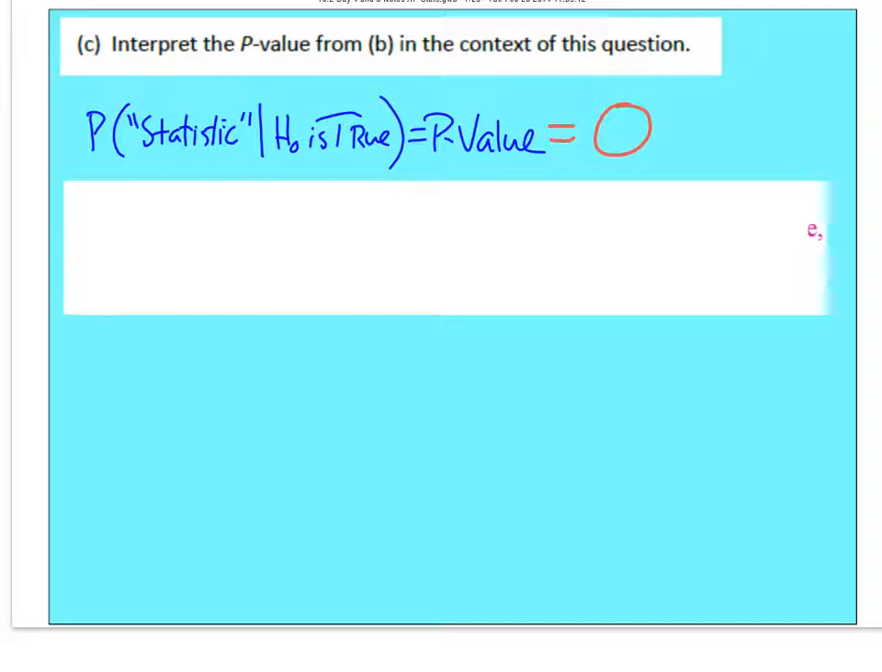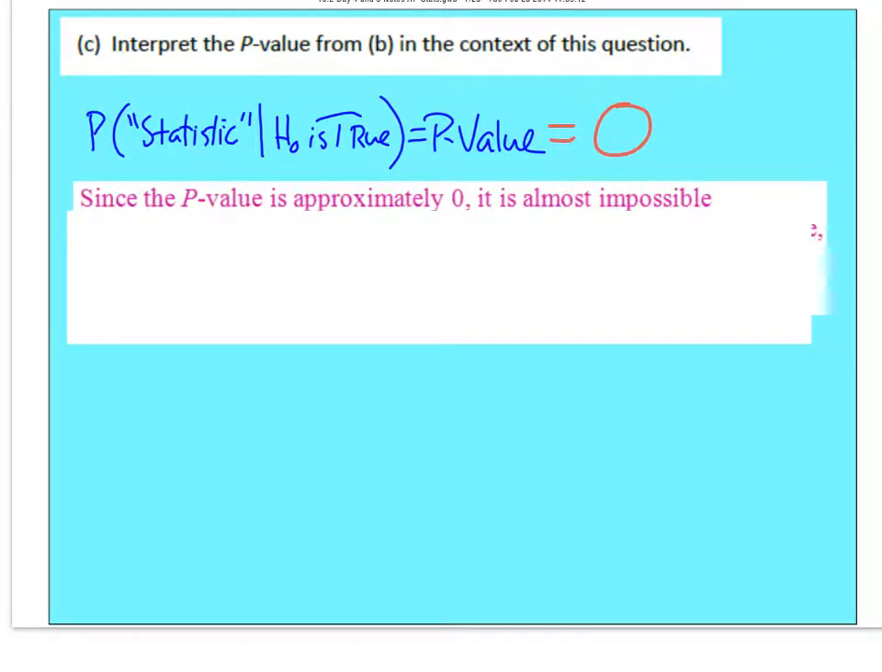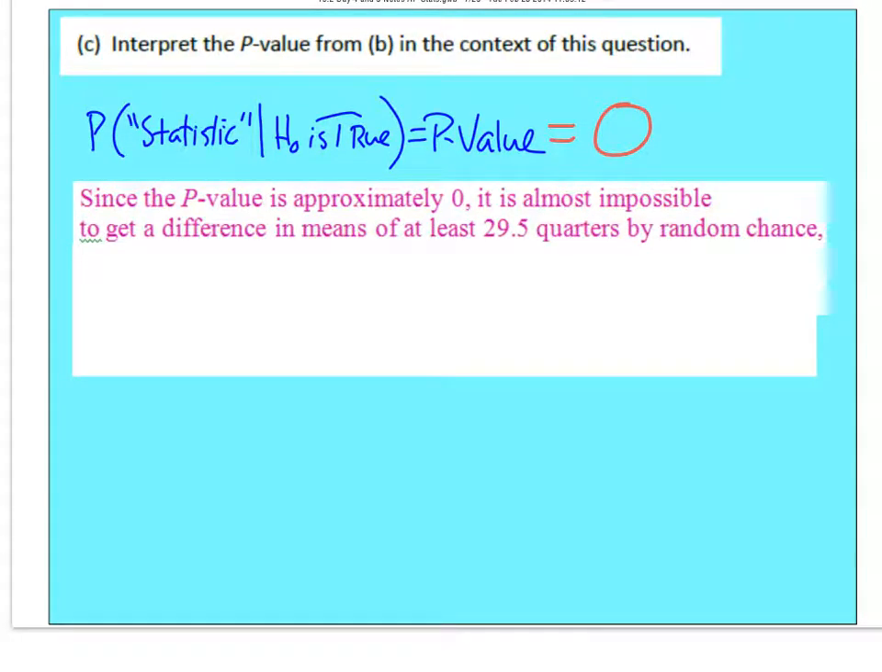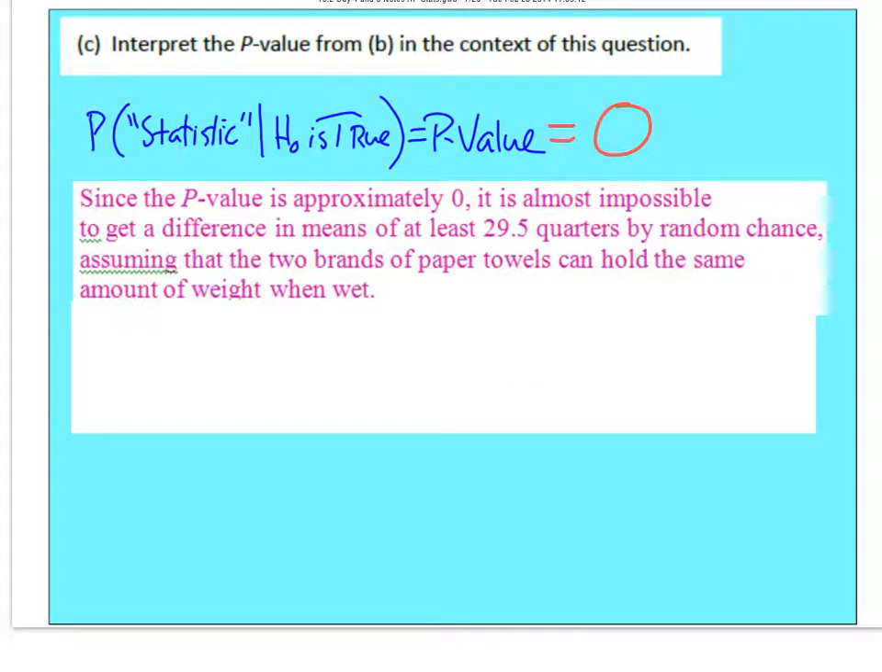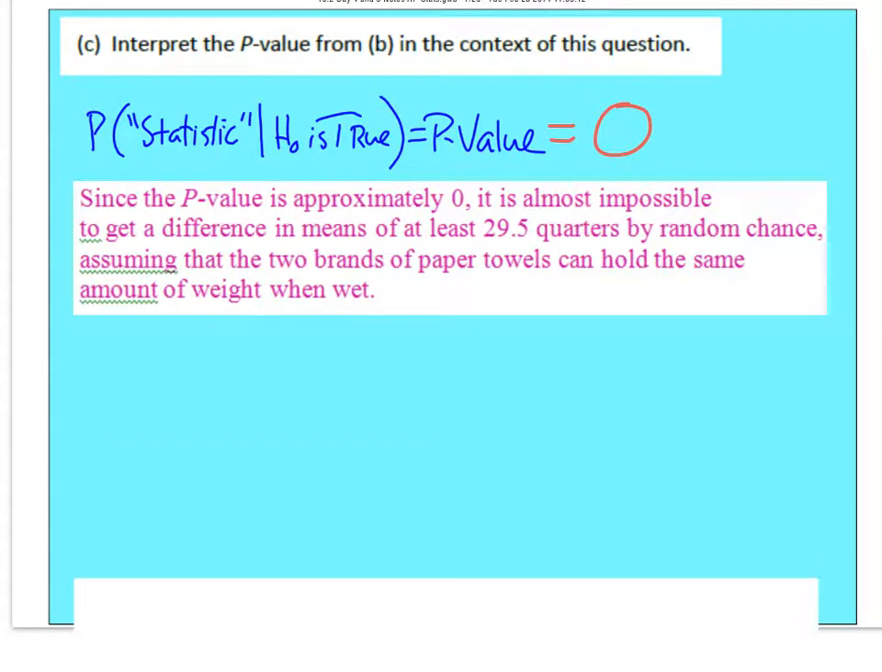Here's maybe a little better way to say it, though, if you're going to be more thoughtful. Since the p-value is approximately 0, it's almost impossible to get a difference in the means of at least 29.5 quarters by random chance, assuming the two brands of paper towel can hold the same amount of weight when wet. So don't forget how to interpret the p-value.